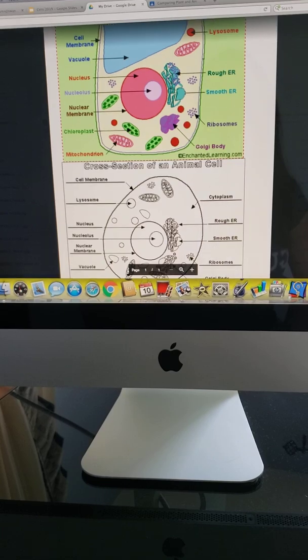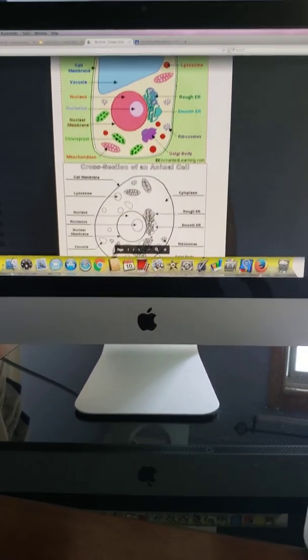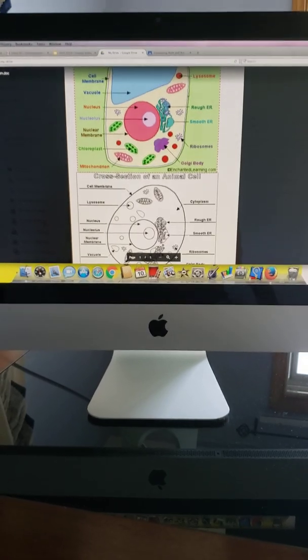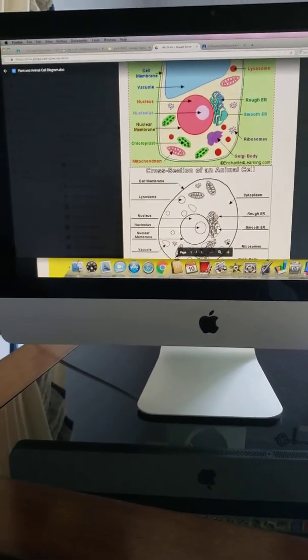I've also included a Quizlet today where you could quiz yourself on the organelles and the functions using the flashcards. You can play some of the games. You can even challenge a friend to Quizlet Live.